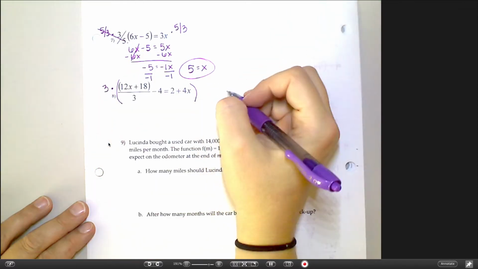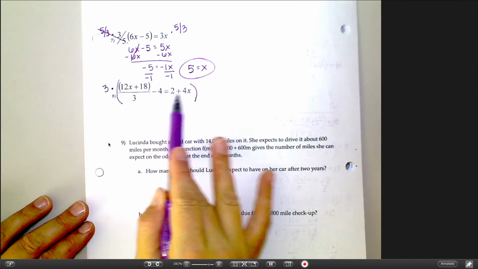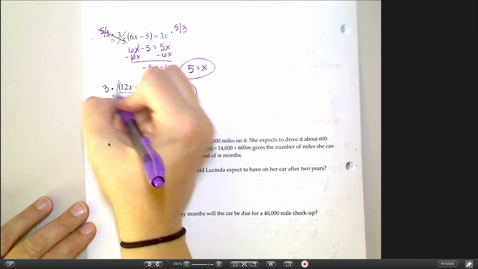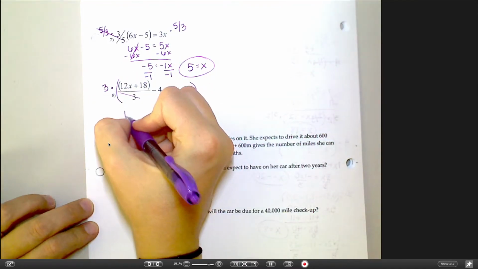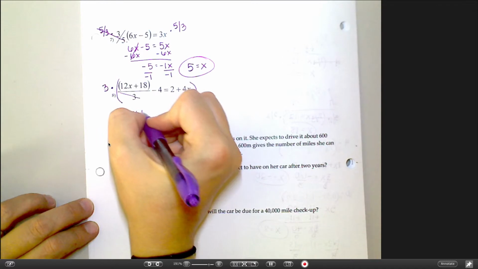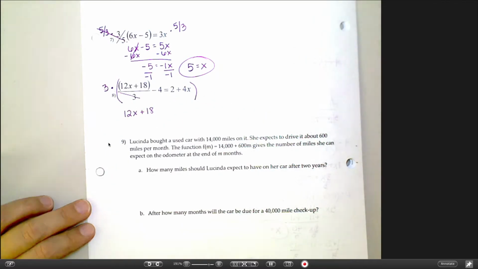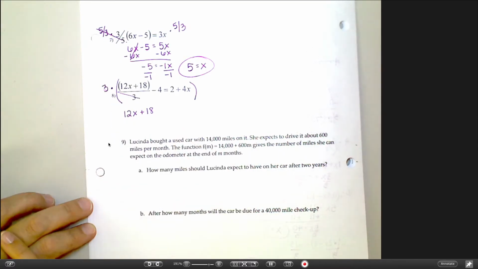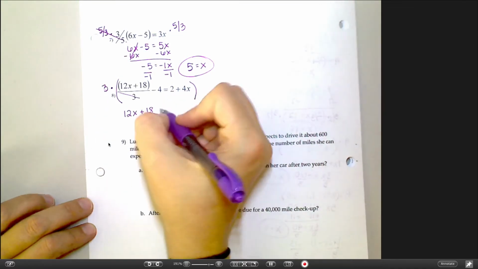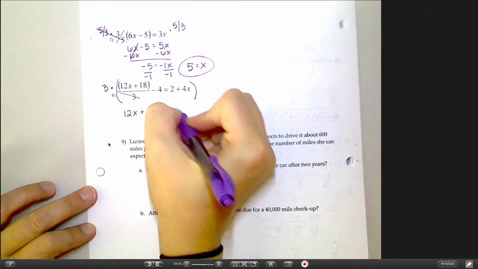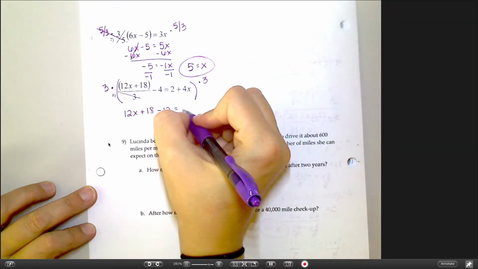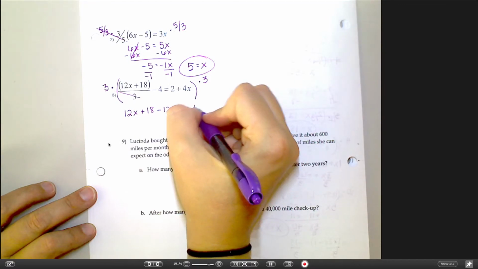Yeah, I could multiply everything by 3. But when I do that, I need to multiply every single piece by 3. So when I multiply this fraction by 3, it's just going to cancel with that 3 on the bottom, and my 12x plus 18 is going to be left. Now I also need to multiply that 4 by the 3. So 3 times 4 is 12. And then over here, I'm also going to multiply by 3. So 3 times 2 is 6, and 3 times 4 is 12.